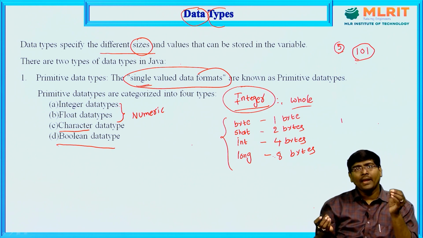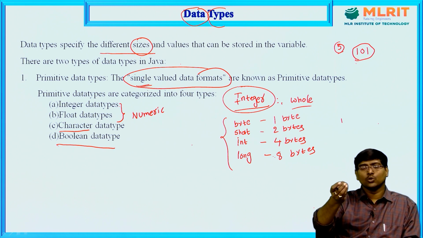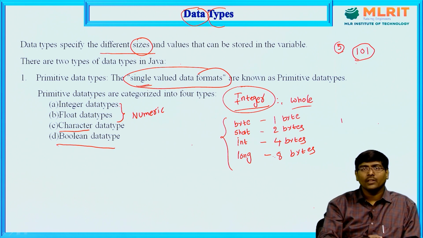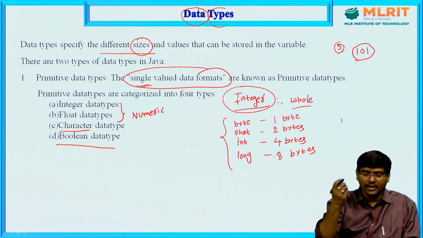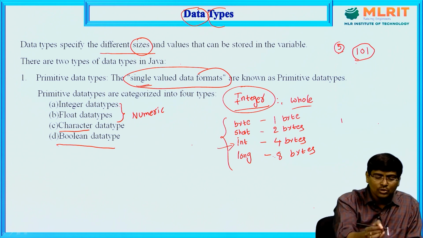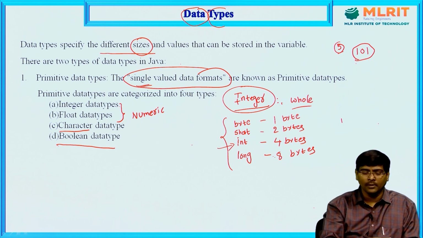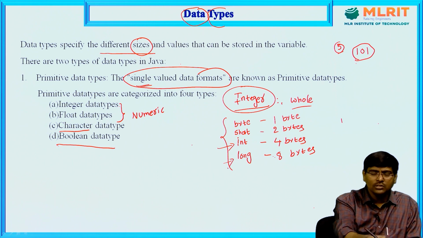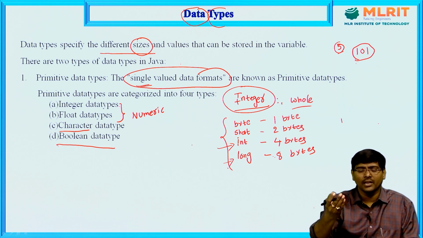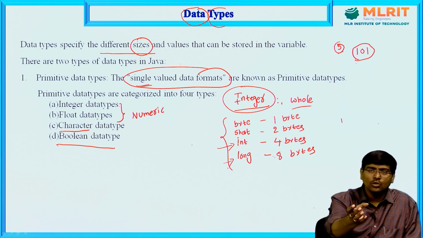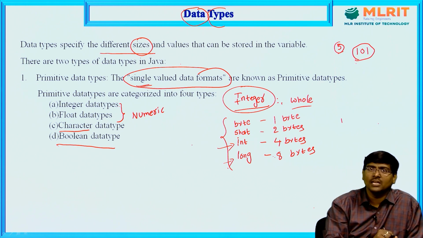Generally, byte and short are used for storing multimedia or streaming data. Integer is used in our normal programming. Long is used to store phone numbers, credit card numbers, and PAN numbers. To store such large numbers, we use long.